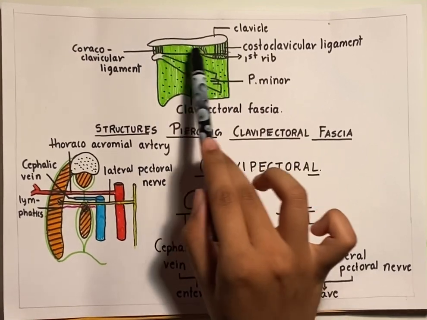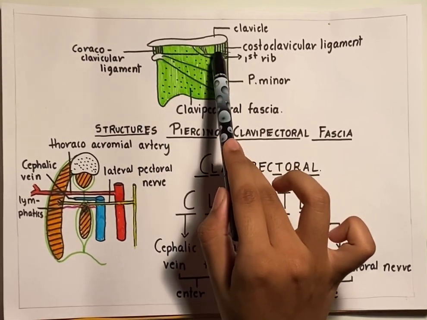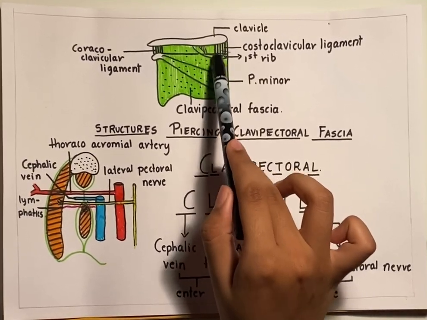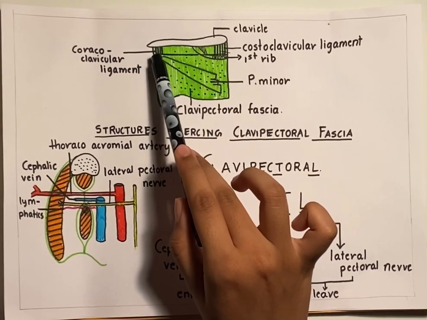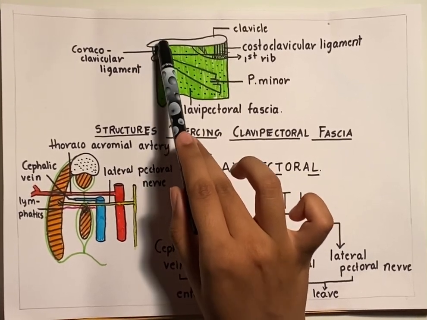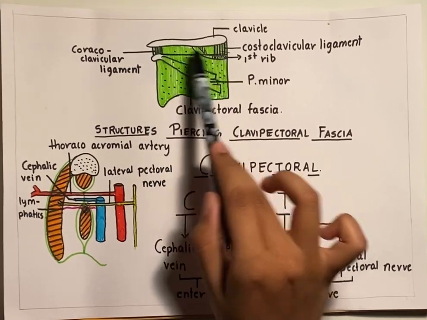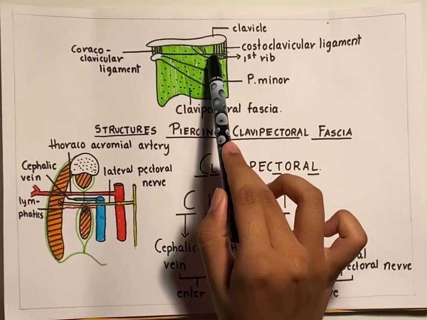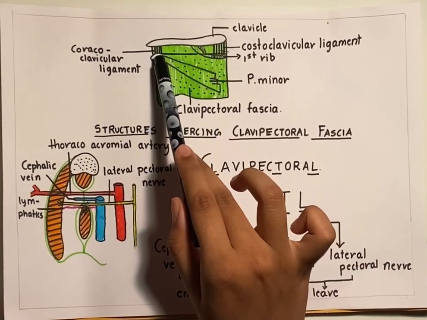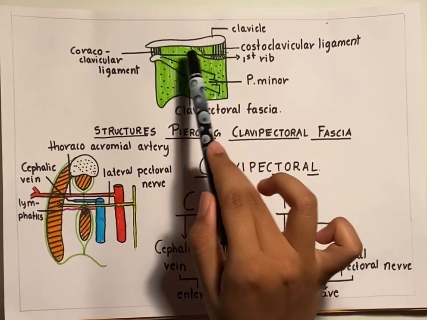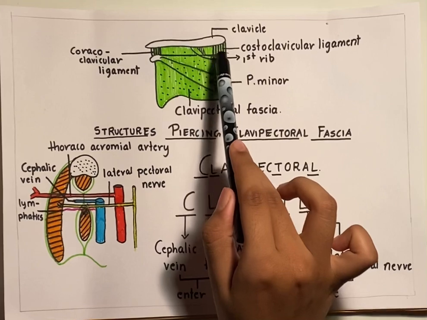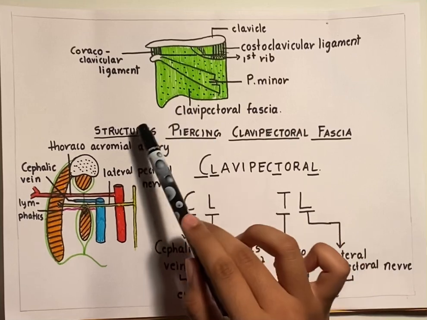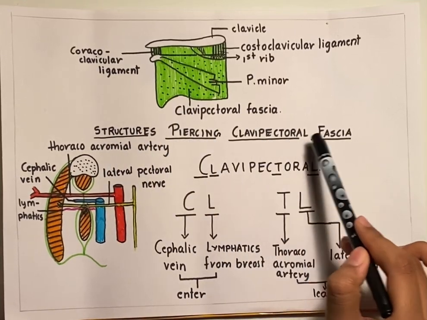Therefore, the horizontal extent of the clavipectoral fascia is medially it is attached to the first rib and the costoclavicular ligament, and laterally to the coracoid process and the coracoclavicular ligament. The upper part of the clavipectoral fascia is thickened in order to form the costocoracoid ligament. The costocoracoid ligament is the thick upper portion of the clavipectoral fascia which extends from the first rib to the coracoid process. Now, coming to the structures piercing the clavipectoral fascia.